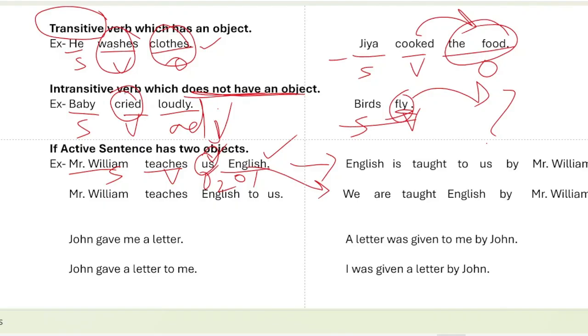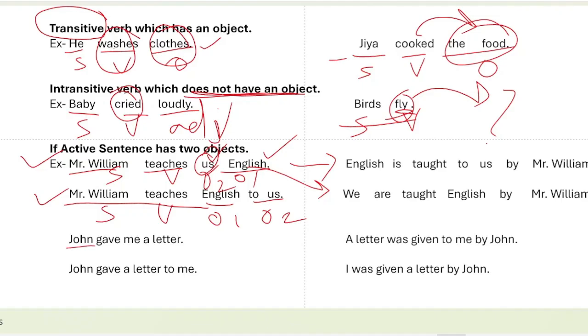Correct? Now if you see another sentence here, Mr. William teaches English to us. This is also correct. This is one way to write, this is another way to write. So Mr. William is a subject, teaches is verb, English is object 1 and us is object 2. Again it will be same. The passive will be same for both the sentences. English is taught to us by Mr. William, or we are taught English by Mr. William, right? Okay, now let's see another example. John gave me a letter.